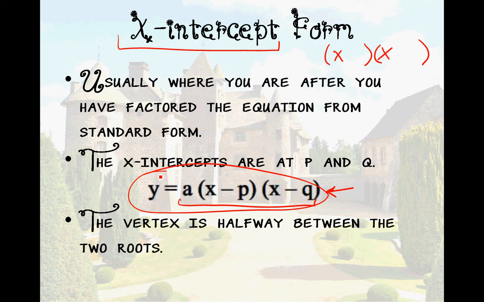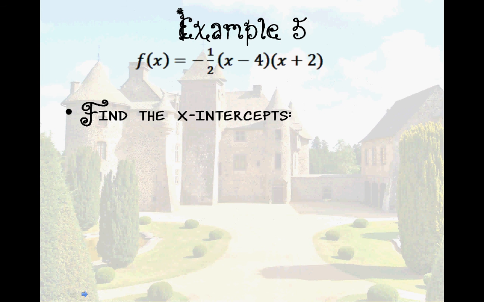Okay? So the x-intercepts are going to be at P and at Q. Notice that when we were doing the vertex form, it was the vertex that was right there, and now we're doing the x-intercept form, so it's the x-intercepts that are right there, okay? And then as far as the vertex, it's going to be halfway in between the 2 roots. So I'll show you what I mean by that in a second. If you need to write this down, go ahead and pause the video before I go on.